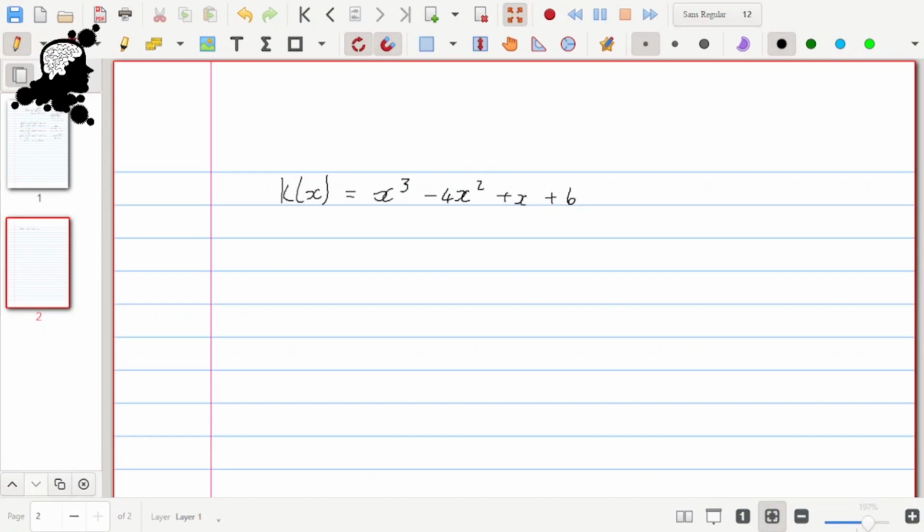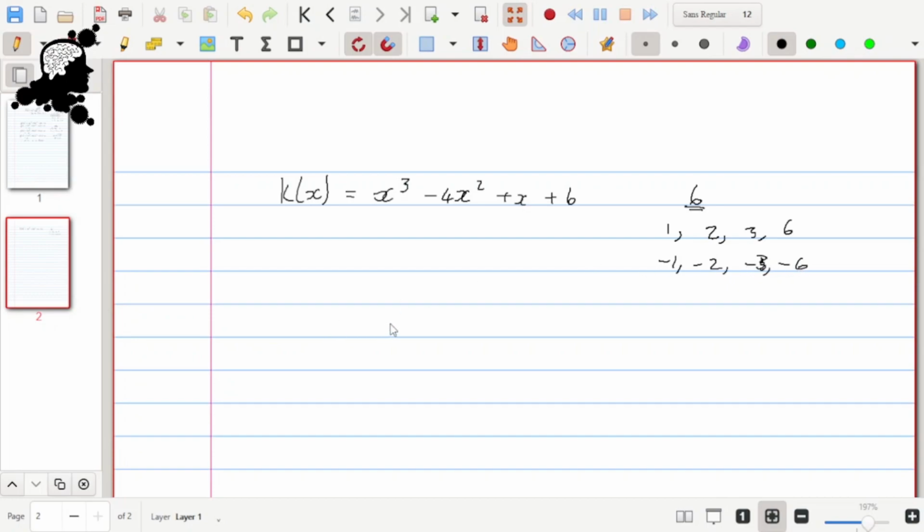So now we need to find factors of this expression. Once again, we follow the same procedure as we did in the first one. We look at our constant, which is positive 6. We need to find factors of positive 6. We've got 1, 2, 3, and 6 itself. Then we also have negative 1, negative 2, negative 3, negative 6.